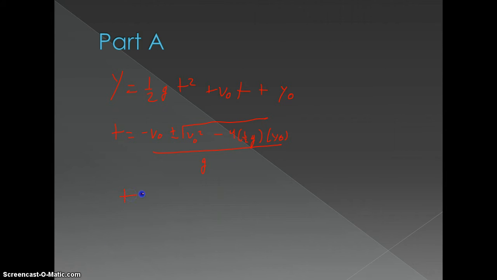By plugging in our givens, we get t equals negative 2.4 seconds or 5 seconds. Since we know that time can't be negative, we know that the time that the camera takes to hit the ground will be 5 seconds. Now on to part B.